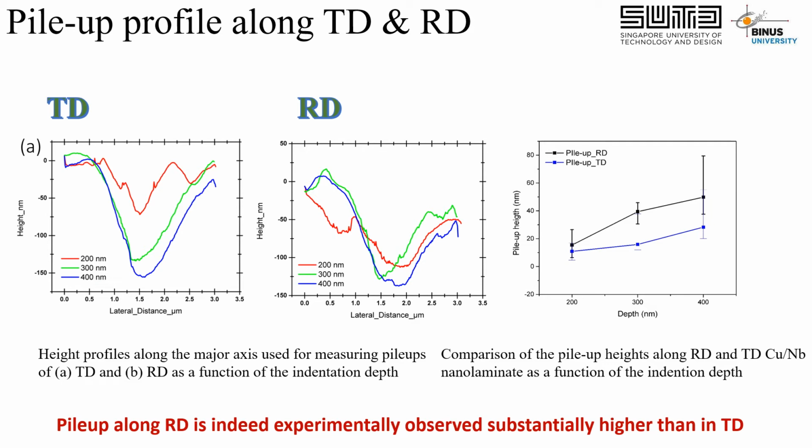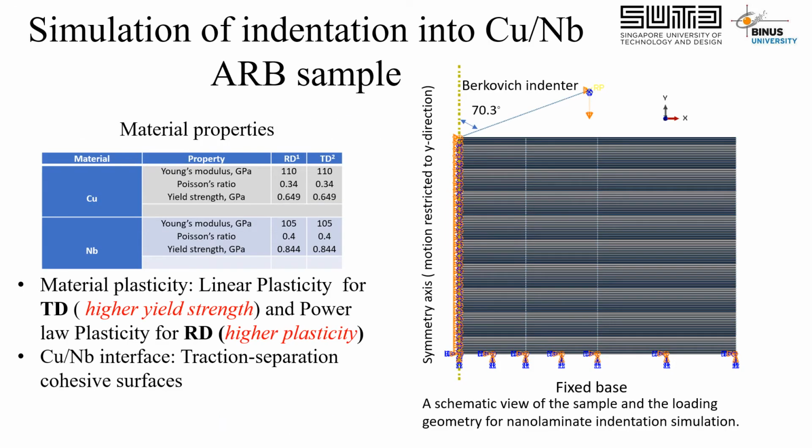And indeed, we observe that the surface pile-up due to the Berkovich nanoindentation is higher in RD, which is the black data point here, compared to in the TD, which is the blue data point here. So indeed, experimentally, it is observed what we hypothesize. So next, we attempt to simulate the nanoindentation experiment, partly also to explain why it is so.